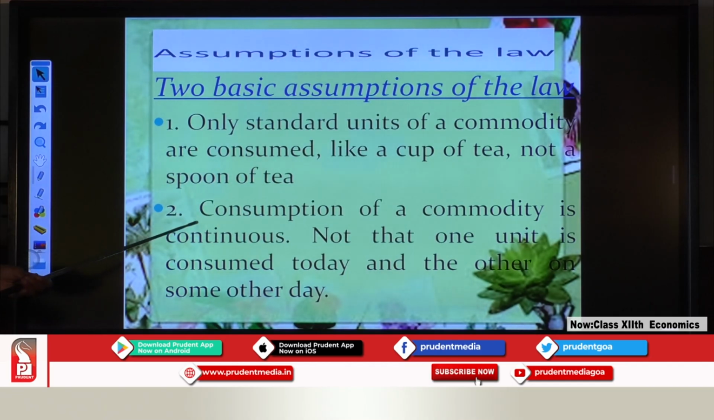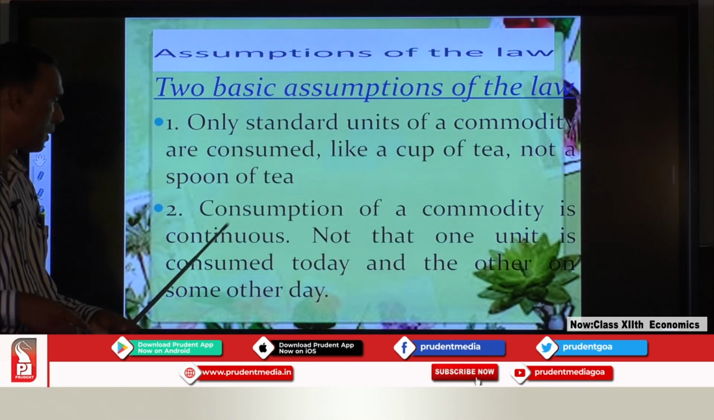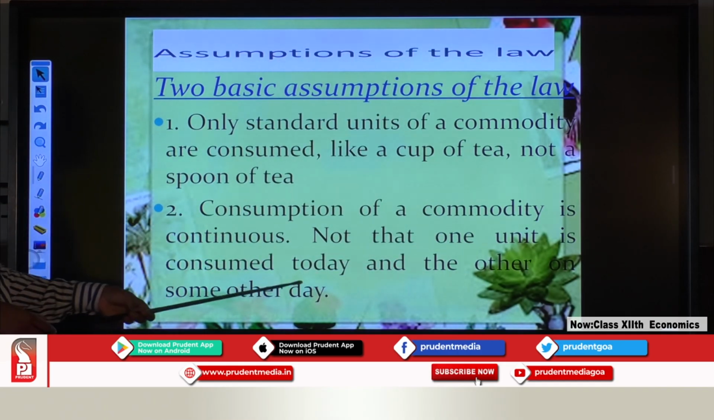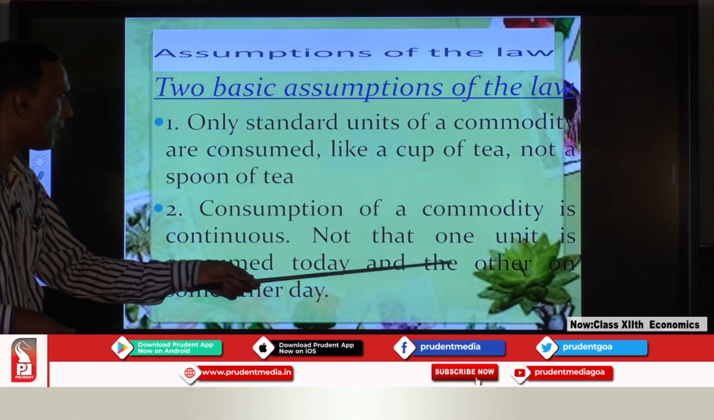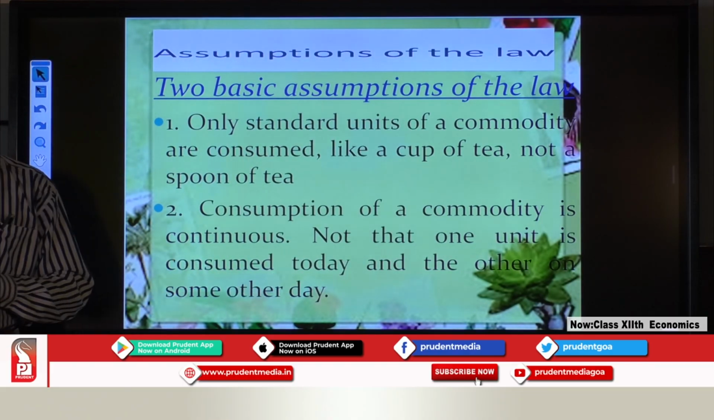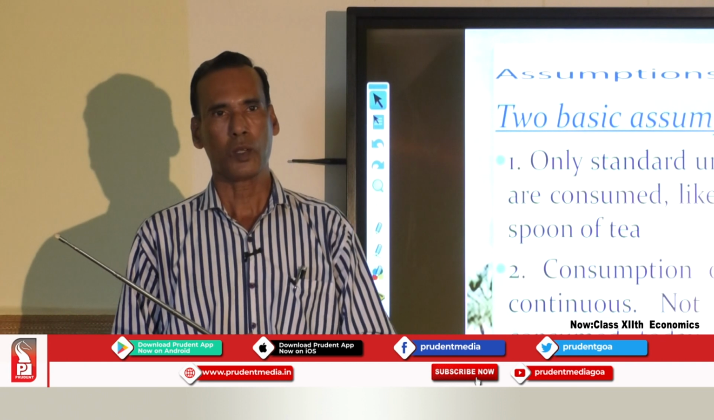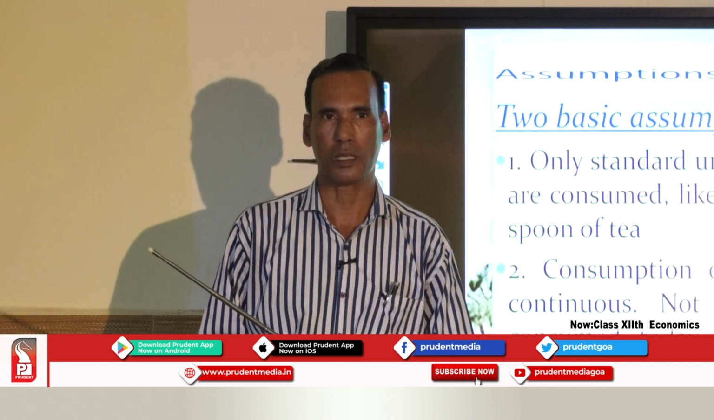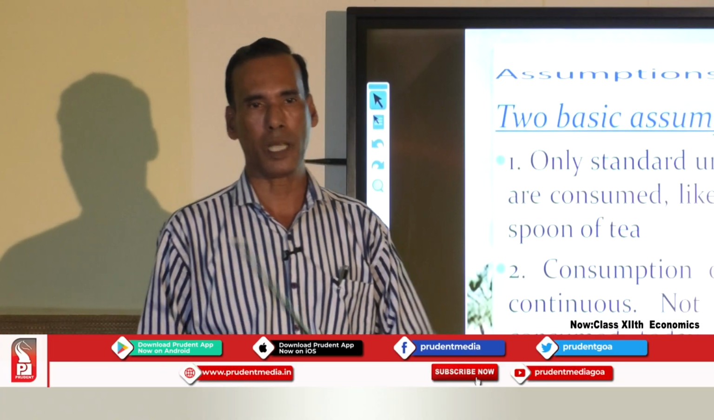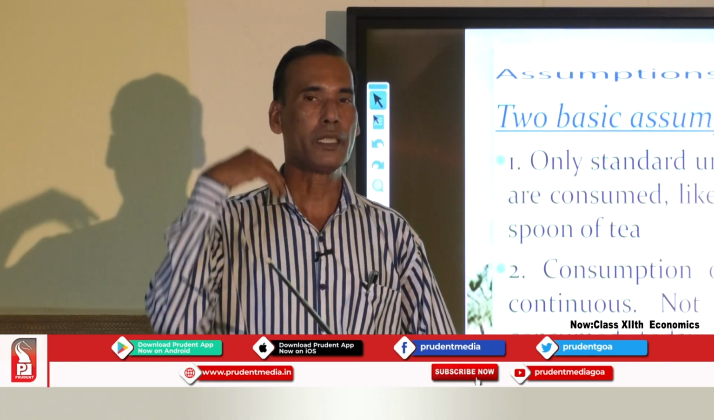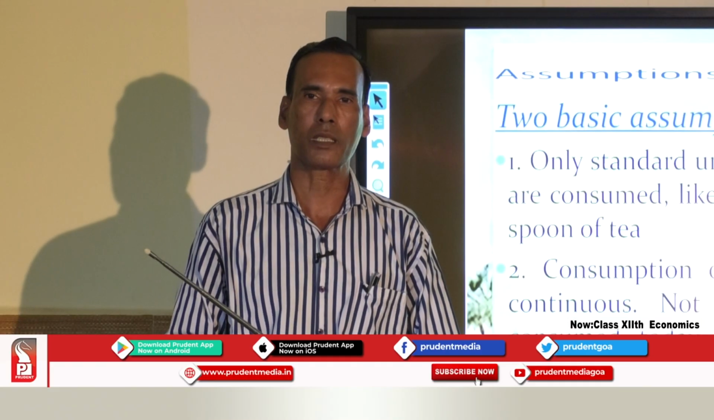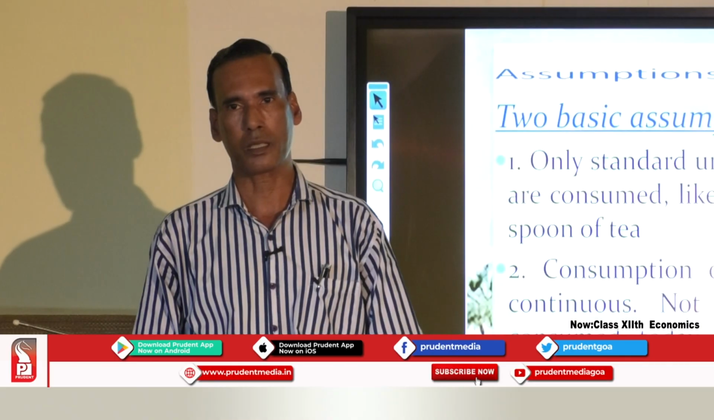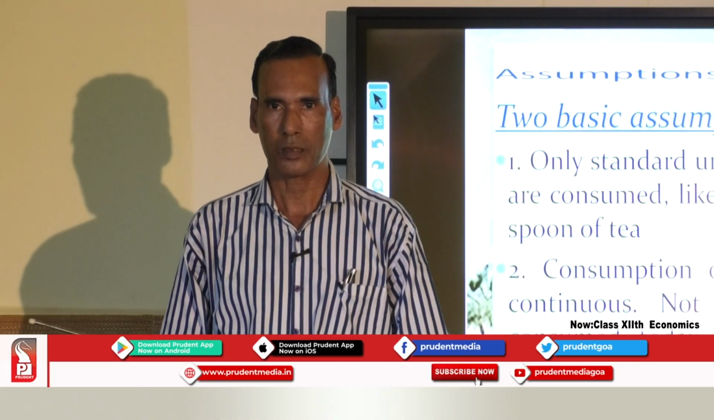Second assumption, consumption of a commodity is continuous and not that one unit is consumed today and the other on some other day. Now, when you consume the commodity, it should be in succession. So, if I'm eating one apple today, the next one next week and the third in the third week, I am not going to experience that effect.